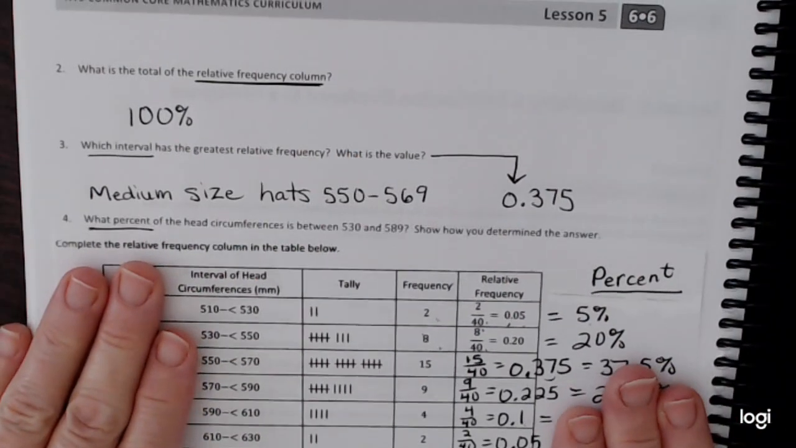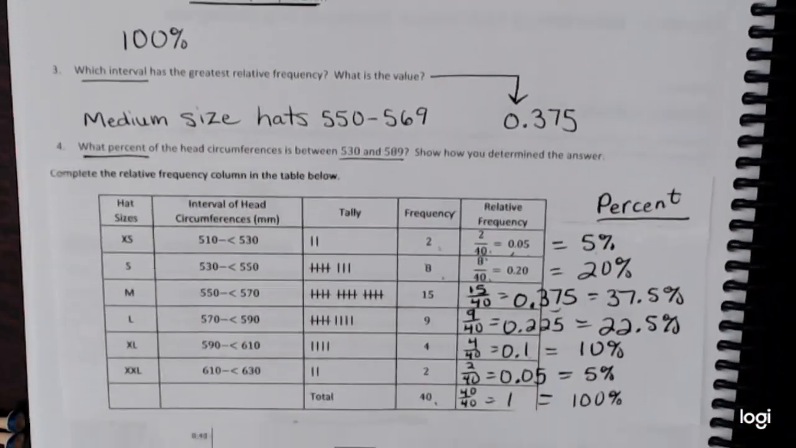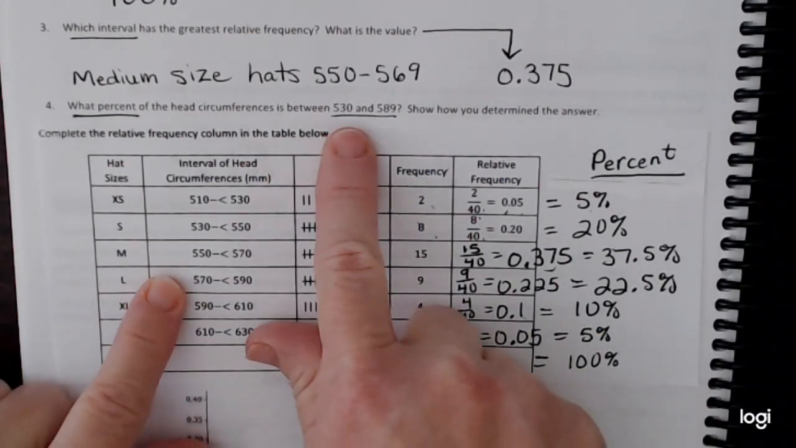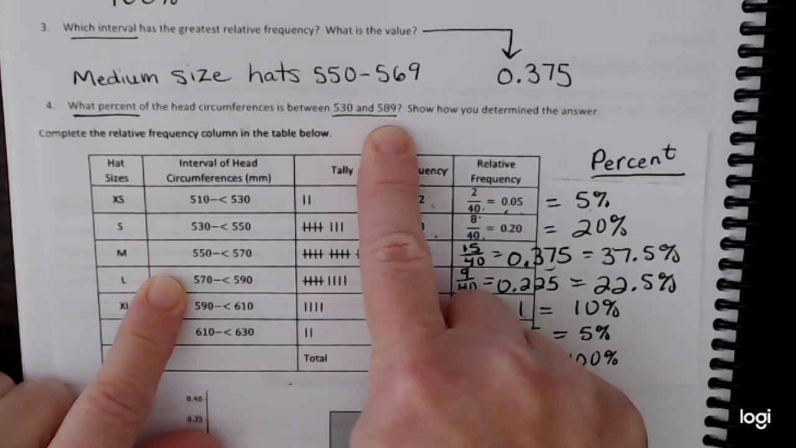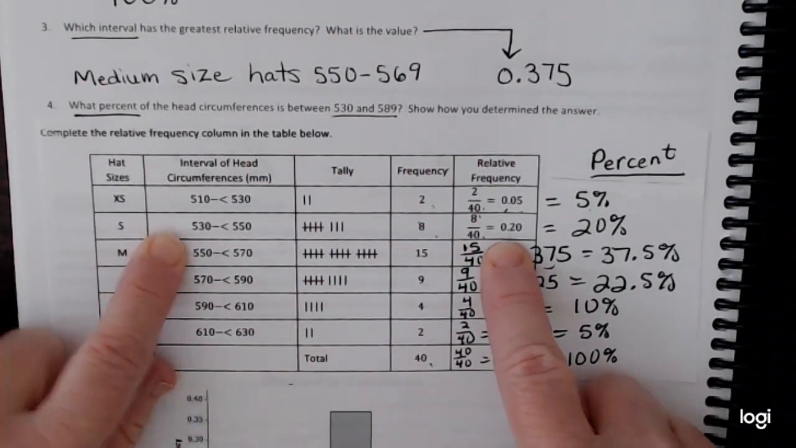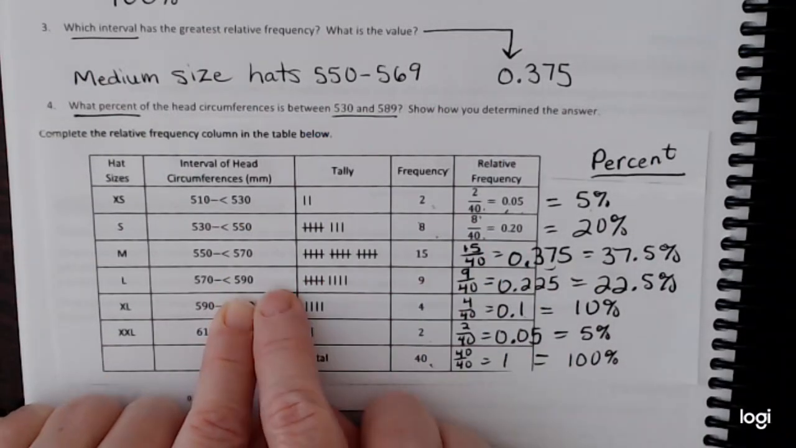Okay, let's move down to the next one. What percent? Now, good thing we filled in the percent over here because that'll save us a little bit of time. It says, what percent of the head circumferences is between 530 and 589? So 530 is right here, so I needed this one and this one. And I'm going to even do the largest.